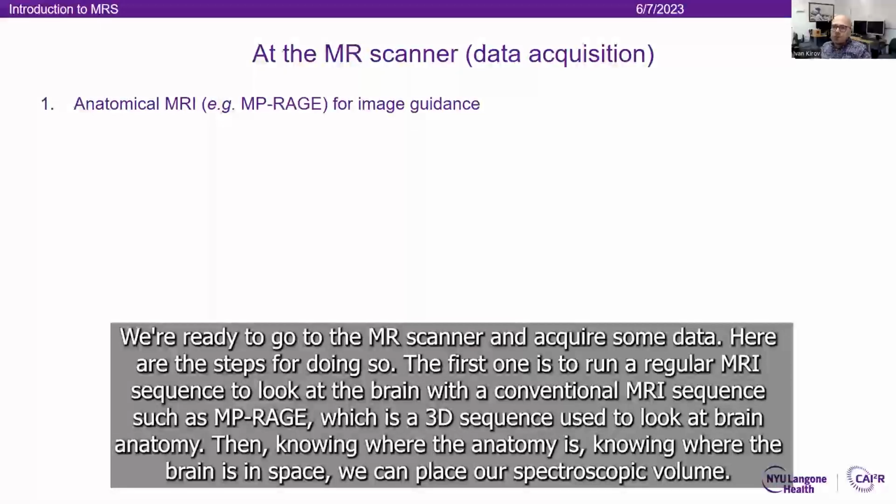The first one is to run a regular MRI sequence to look at the brain with a conventional MRI sequence such as MPRAGE, which is a 3D sequence used to look at brain anatomy. Then, knowing where the anatomy is, knowing where the brain is in space, we can place our spectroscopic volume.